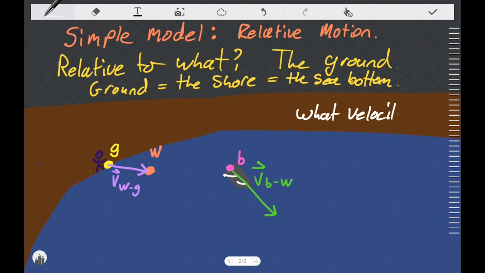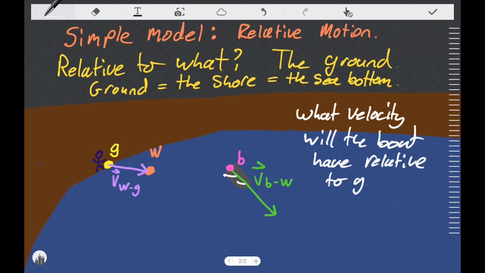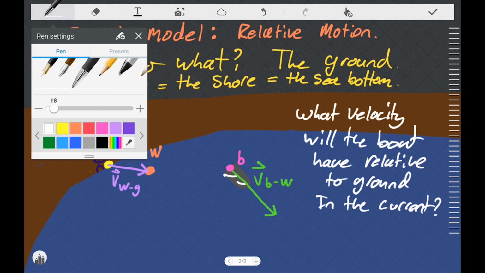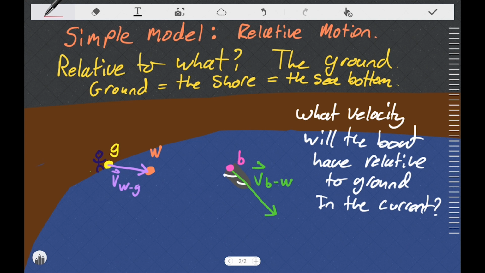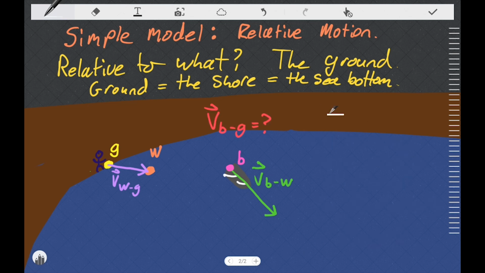So now I'm going to bring the boat back on scene, and I'm going to ask you, what velocity will the boat have relative to the ground if it's sailing in current? In other words, to the observer on shore, what velocity is the boat going to have? We're going to give that velocity a name, and we'll call it VBG, where B stands for the boat and G stands for the ground. And I'm going to tell you the answer too.